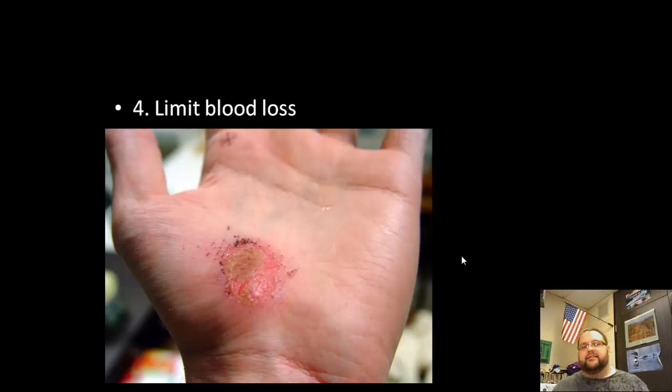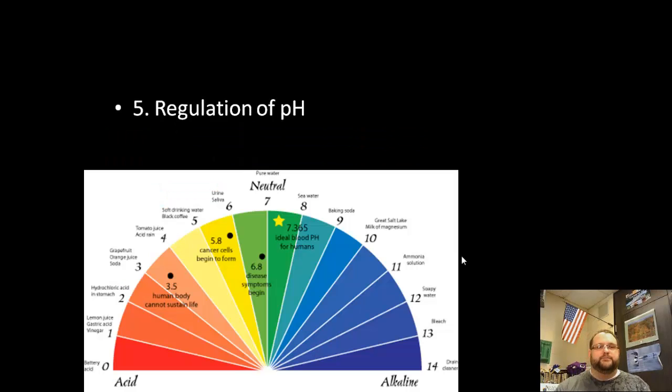The other thing it does is it limits blood loss. So for instance, if you're on your longboard and you fall down and you scrape your hand like this, which is probably fairly common for those of you longboarders, it's going to limit the amount of blood that you lose. Your blood has components in it to make sure that you don't completely leak out onto the sidewalk and pass away at that moment. So it's going to limit the blood loss.